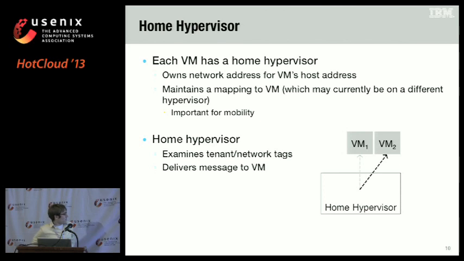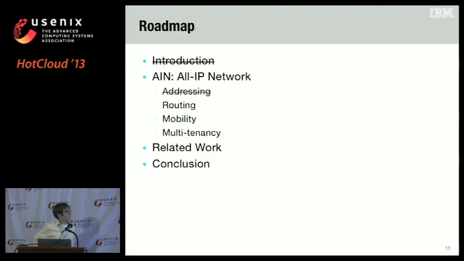So now once you have this network address space address, and you want to convert this back to a host address, that's much simpler. The home hypervisor would examine the tenant and network tags to figure out which tenant and network the VM belongs to, and then deliver the message to the VM with the rest of the prefixes stripped out. So, okay, that's how the addressing works in AIN.